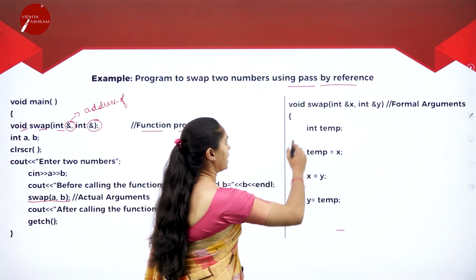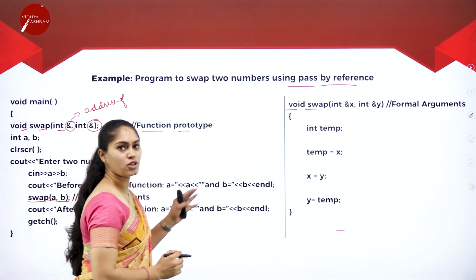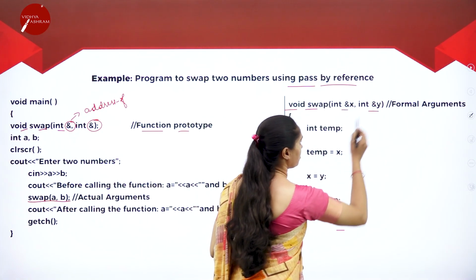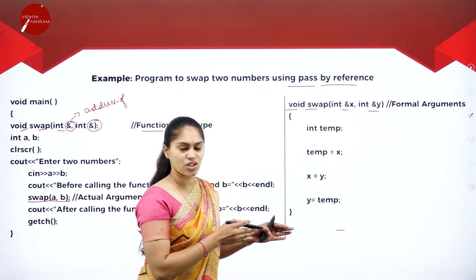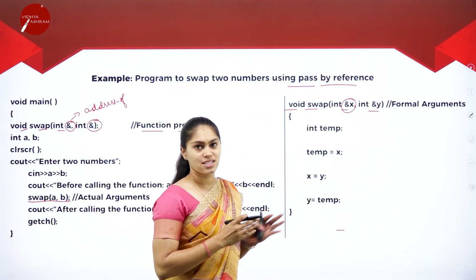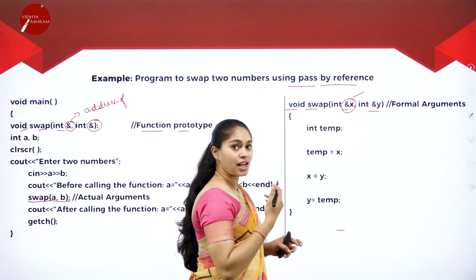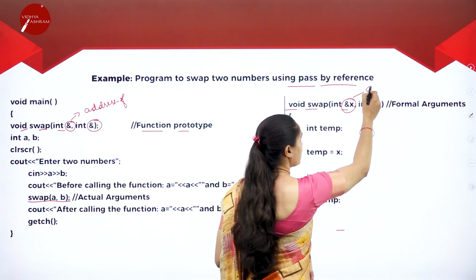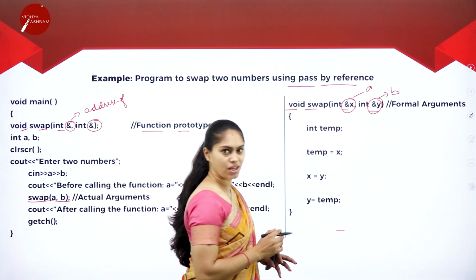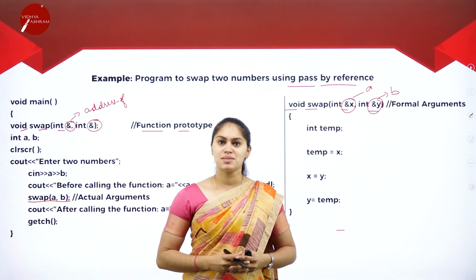So here also, in the function definition, when the control moves from the function call to the called function, in the called function we are going to take two variables of the data type integer. Along with that, I am going to specify the address of x and the address of y. So this ampersand x is going to hold the address of a, and this ampersand y is going to hold the address of b. And the remaining operation will be the same as pass by value.